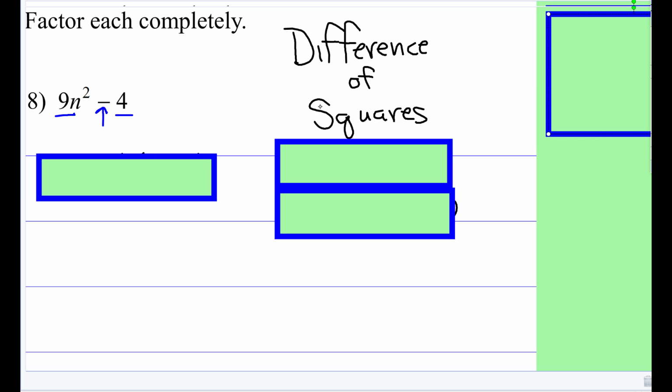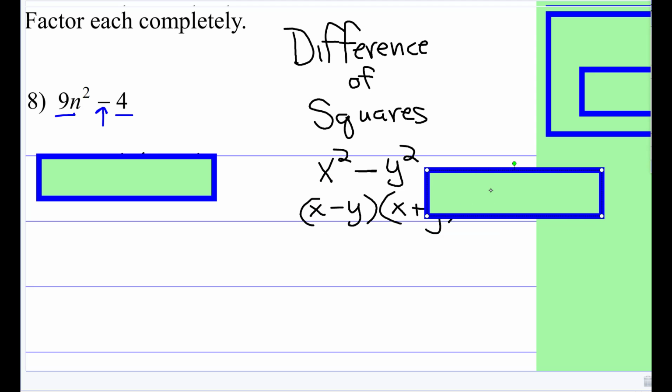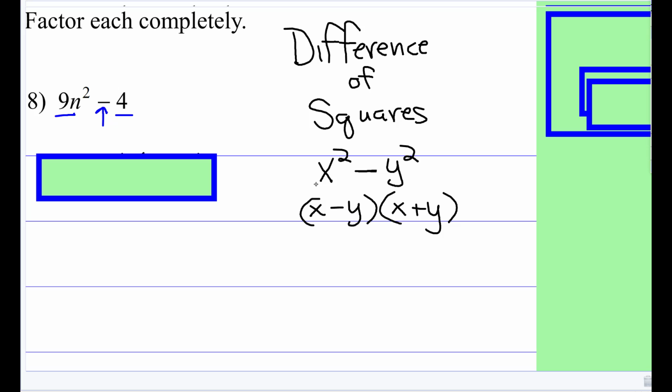What's nice about this is that it takes about 2 seconds to factor. If you've got something squared, subtract something else squared, when you factor it, you'll be using the conjugates. And I'll show you what I mean. You take the square root of each of those terms, and you put the square root there, and the square root there. In the parentheses, one of the parentheses gets a subtract, and one gets an add.